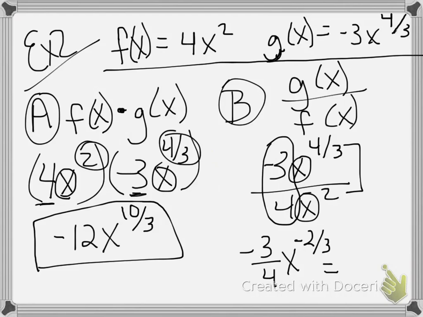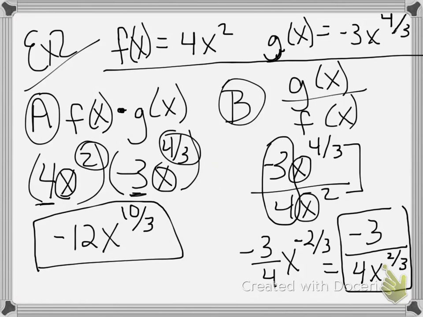When I have a negative in my exponent, it tells me to move it to the denominator of my problem. So my problem becomes negative 3 over 4x to the positive 2/3 power, because when you move the exponent, it changes it from being negative to being positive.